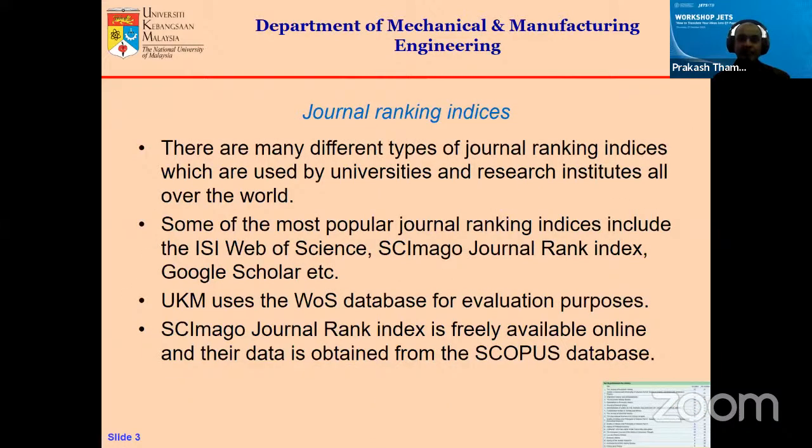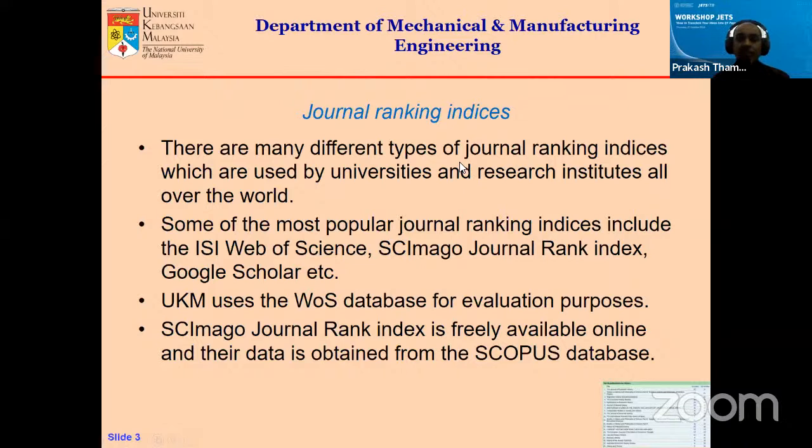Very important. Apart from university ranking indices, there are also other important research indicators like journal ranking indices. That is the whole goal for our presentation today. This is a brief preamble for students who are not familiar: what are journal ranking indices?